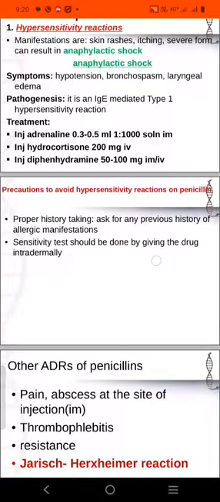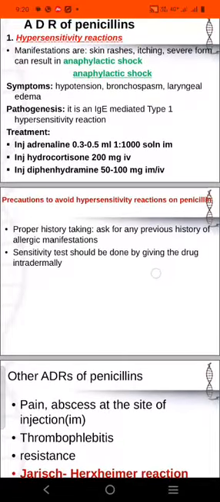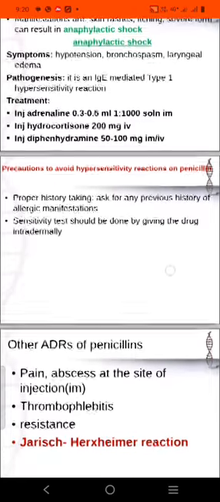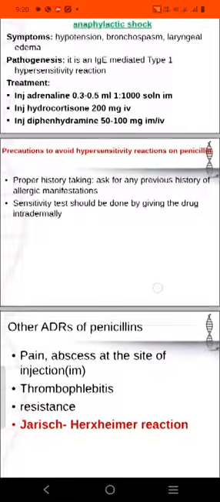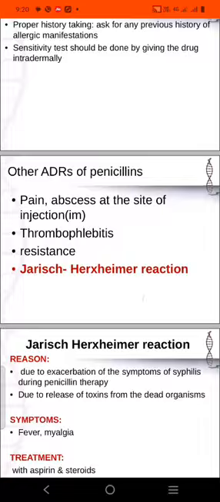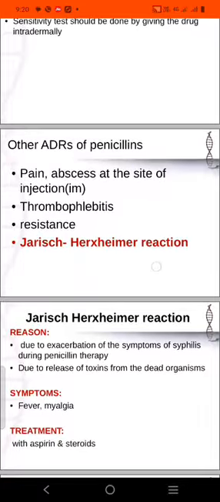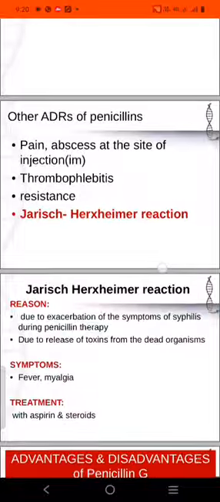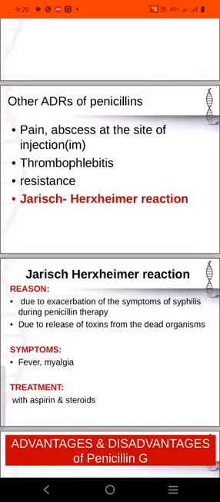Precautions to avoid hypersensitivity reactions to penicillin: proper history taking, ask for any previous history of allergic manifestation. A sensitivity test should be done by giving the drug intradermally. And other adverse reactions of penicillins are pain, abscess at the site of injection, thrombophlebitis, resistance, and Jarisch-Herxheimer reaction.